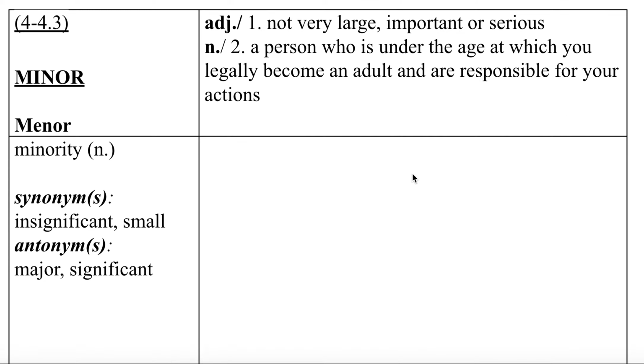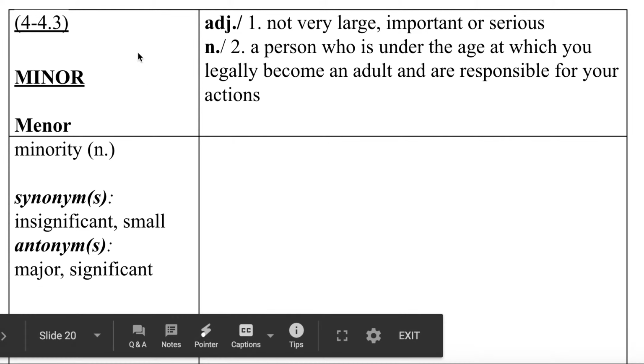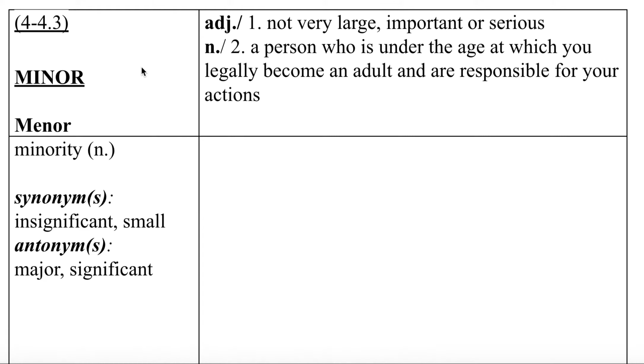Moving on to our next slide, here are the definitions for minor. It has two definitions. One is the adjective definition: not very large, important, or serious. So not important or not serious. And again, the opposite of minor is going to be major. And in Spanish, menor.